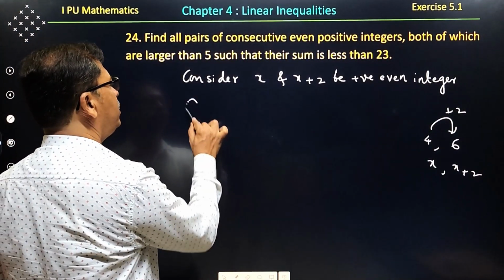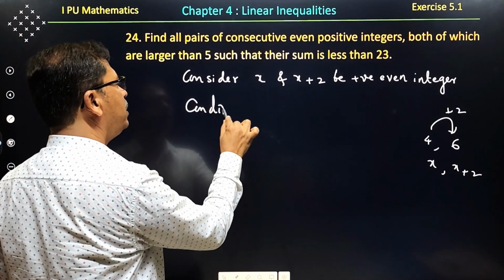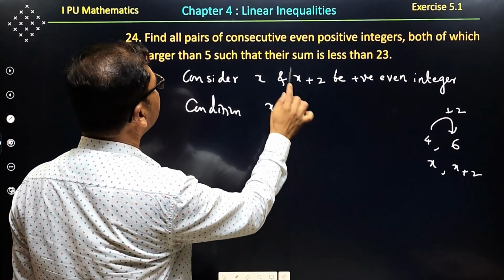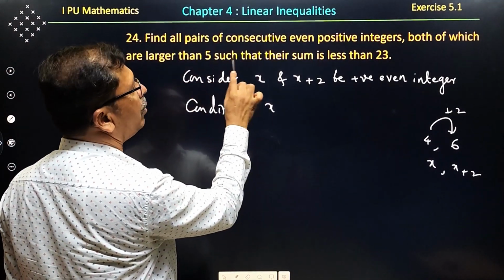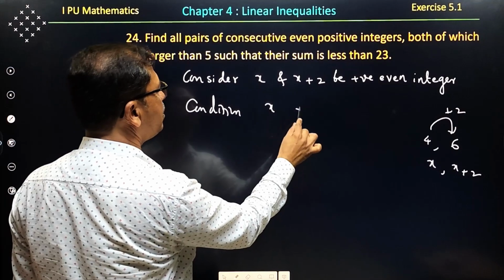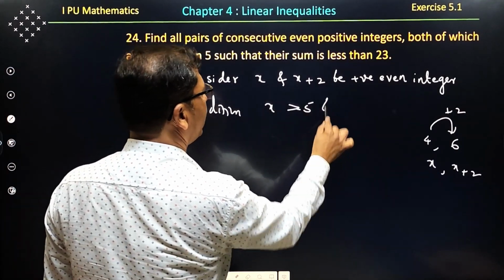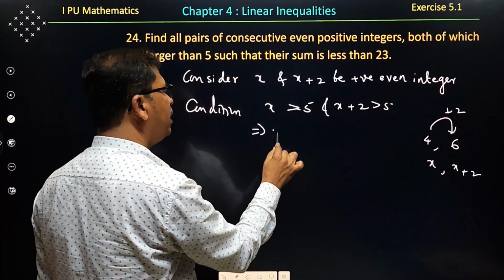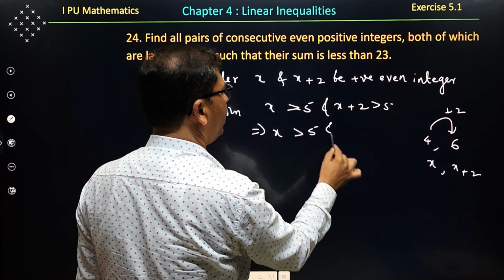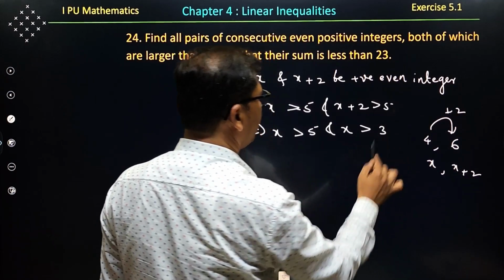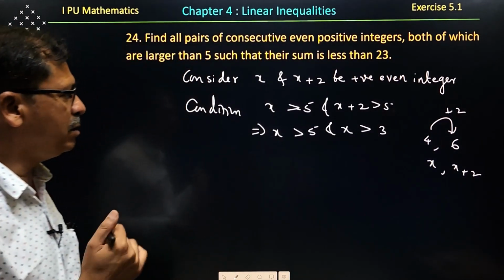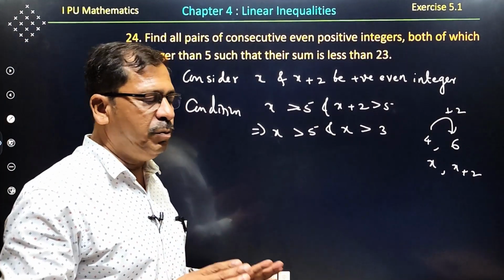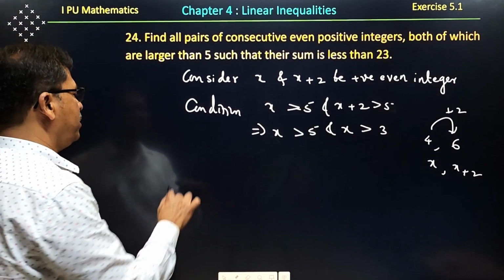What is the condition they have given? X is greater than 5 and x plus 2 is also greater than 5. It means x is greater than 5 and x is greater than 3. Let us keep in mind what condition he has given.